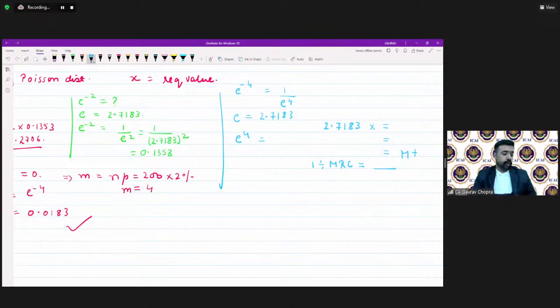Mitra is asking about 0 factorial. 0 factorial is basically 1. Okay. We had discussed this in chapter permutation combination.